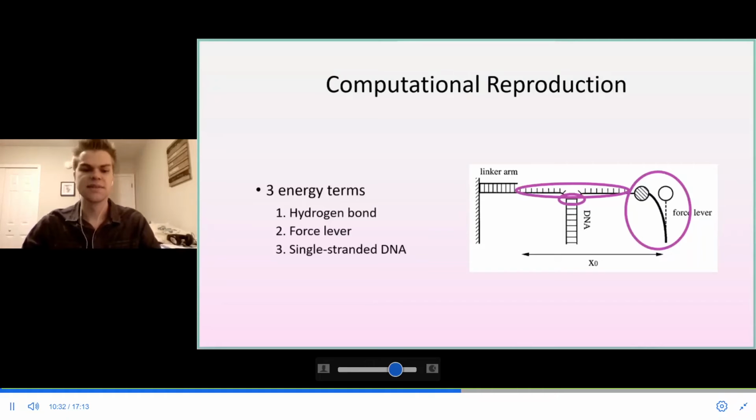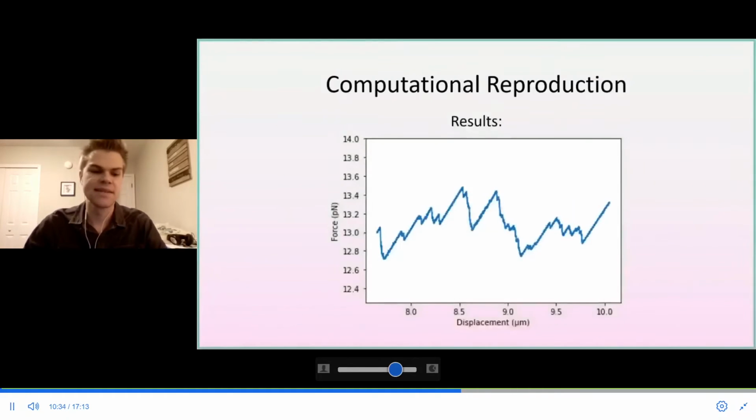Here are our results. So again, it's displacement on the x-axis and force on the y-axis. And you can see that they're very similar to Bockelmann's results. We had a force in sort of a similar range, about 13 piconewtons. And we also saw the sawtooth pattern indicative of stick-slip motion, where we had a gradually rising force followed by a rapidly falling force.